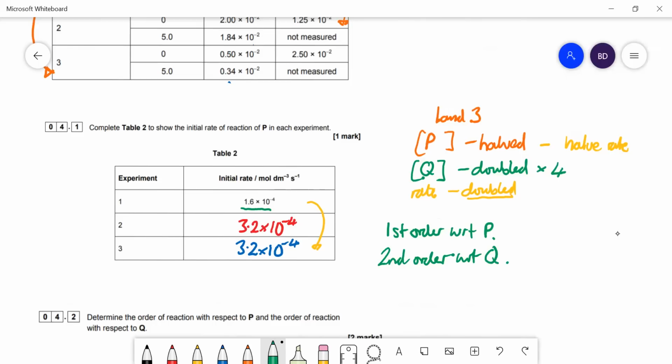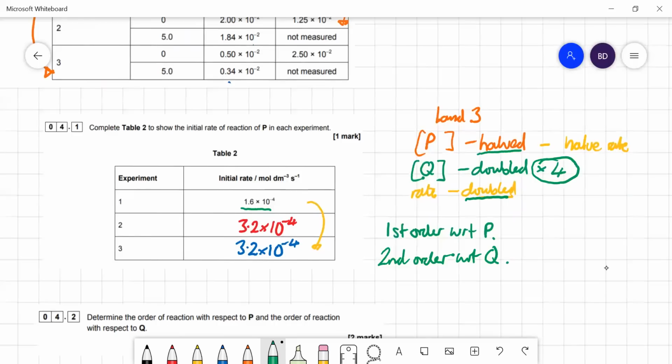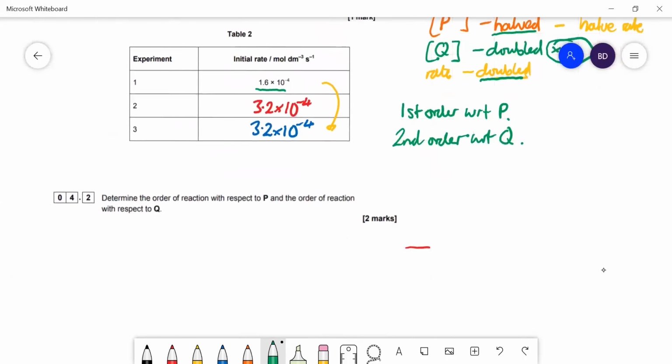I'll just say that again because it's a bit complicated. The rate actually only doubles, but we would expect the rate to halve because of what we've done to P. So whatever we're doing with Q must make it go 4 times faster, and we've doubled Q. So doubling Q makes it go 4 times faster. It's second order. We've done the order.